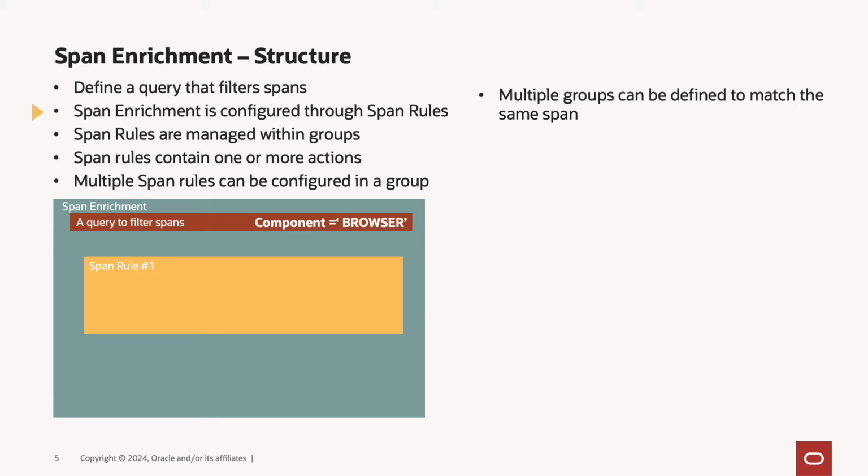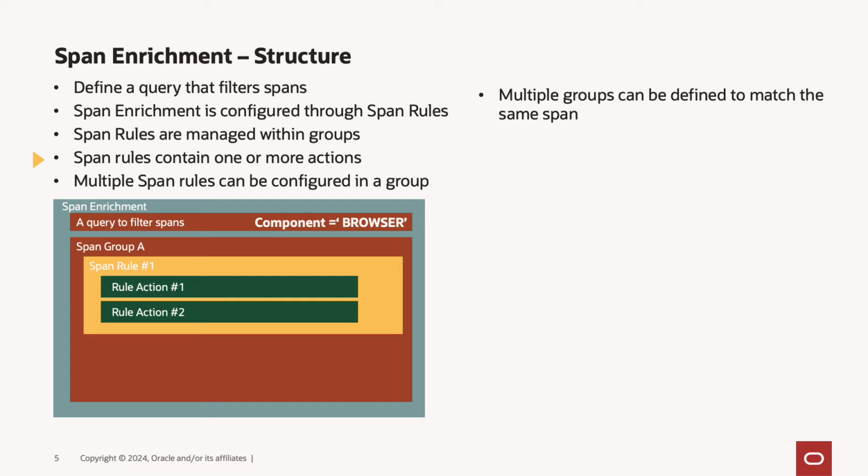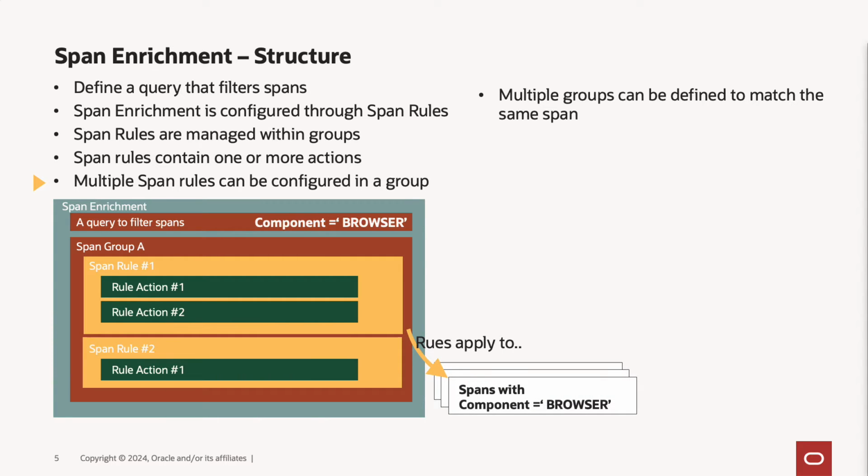Span enrichment is configured through the span rules, and the span rules are managed within a group. Span rules contain one or more rule actions, and multiple span rules can be configured in a group. Once configured, the rules apply to the spans with a defined query condition. The rules will be applied in a particular order defined in the group.